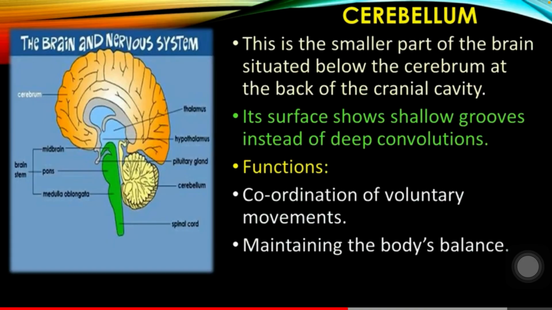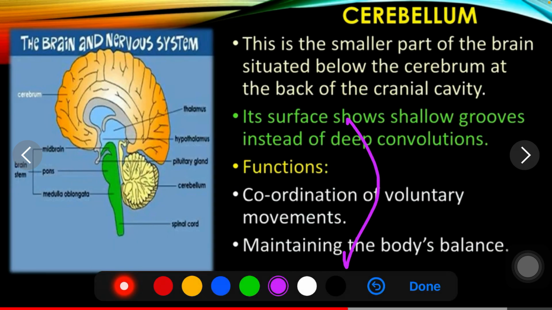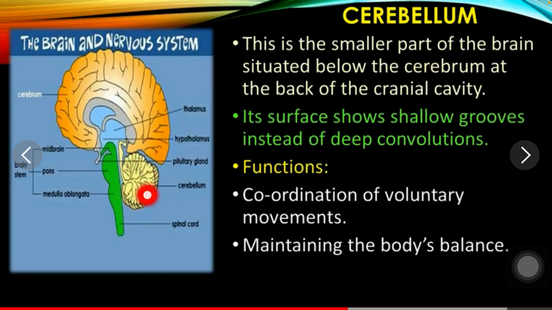Next part is cerebellum. Student, this is the smaller part of the brain situated below the cerebrum at the back of the cranial cavity. As you can see here in the diagram, see here the small yellow, this is cerebellum. Okay, this is the smaller part situated below the cerebrum. This is cerebrum, below it is a cerebellum and at the back of the cranial cavity.